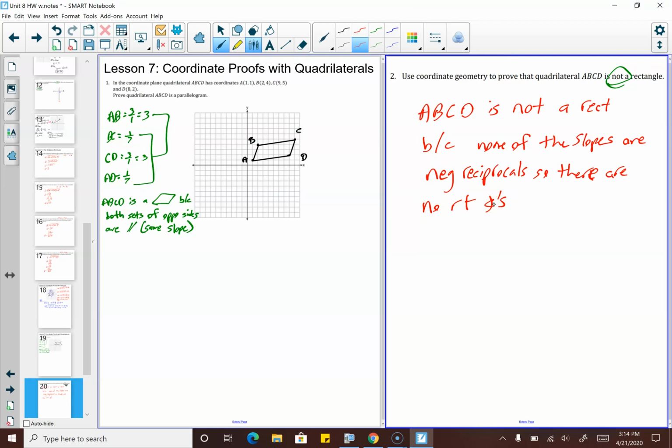Okay, so most of the time they're asking you to actually prove something to be true. In this case, they wanted you to prove that something was not true. All right, so we proved it's a parallelogram through our slopes, and then continued our use of slopes to show that this was not a rectangle.